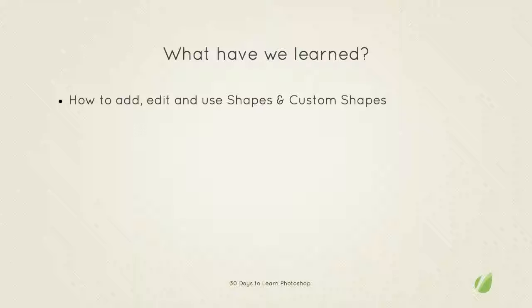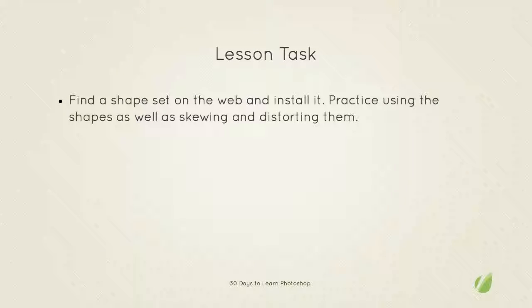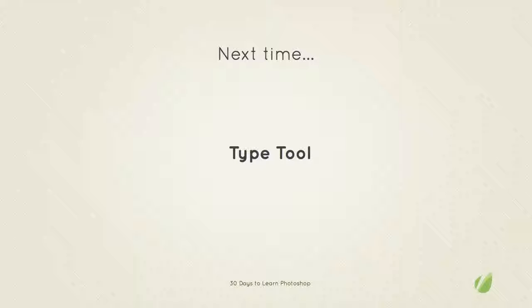So what did we learn in today's lesson? Well, we looked at how to add, edit and use shapes and custom shapes. And your task for the lesson is to find a shape set on the web like we used and install it. Practice using the shapes as well as skewing and distorting them. Next time on 30 Days to Learn Photoshop, we'll be looking at the type tool.